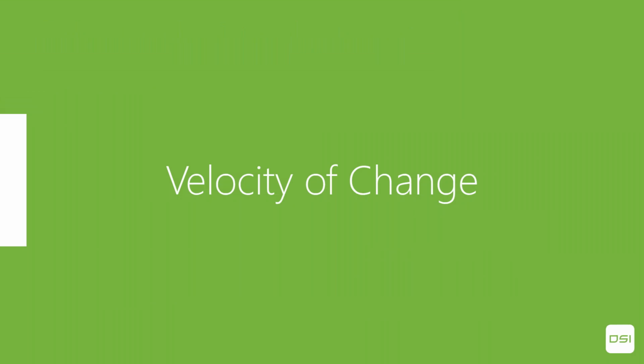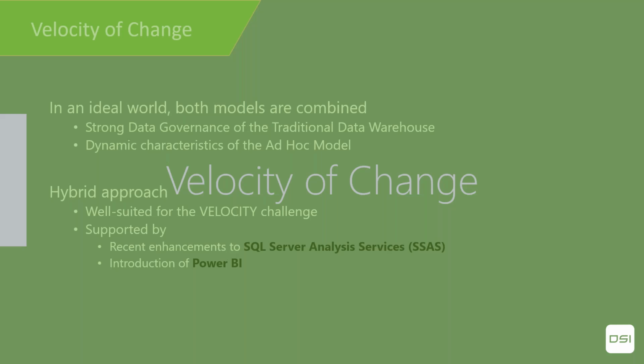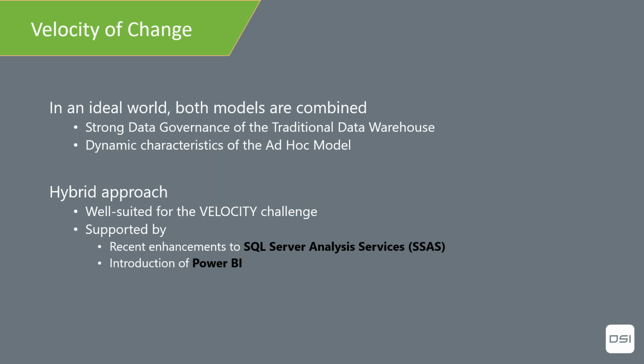What I want to do now is go through the three V's and show how we deal with that. The one that's probably dearest to my heart, and I think the hardest one to change, is the velocity of change. In an ideal world, both of these models are combined. You'd have the strong data governance and security model of the traditional data warehouse, but you'd have all the dynamic characteristics of the ad hoc model. So this is really suitable for that velocity challenge that we talked about earlier.